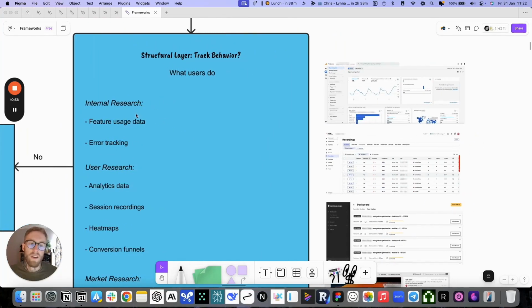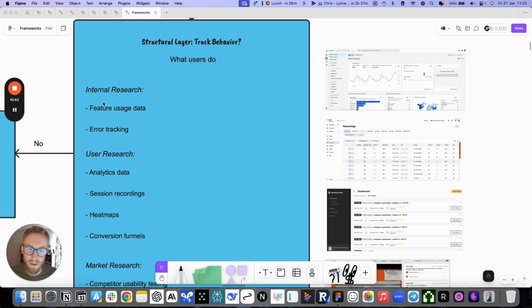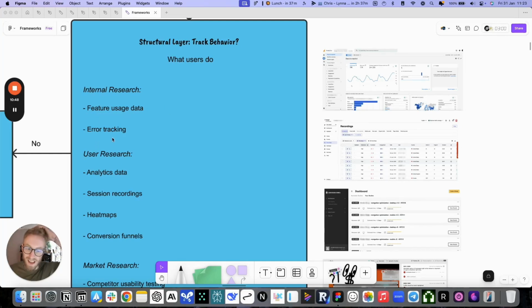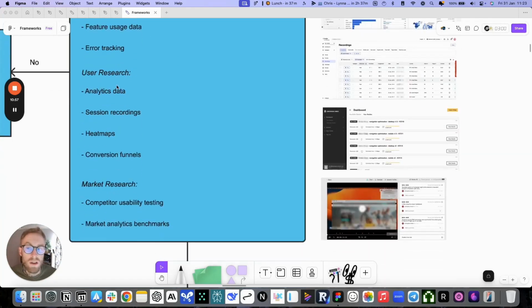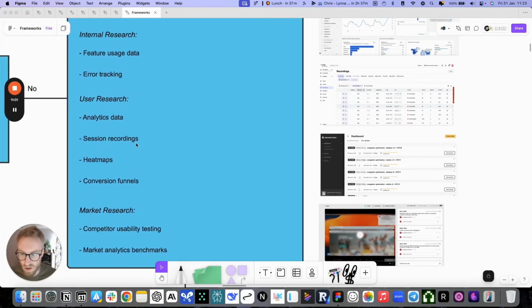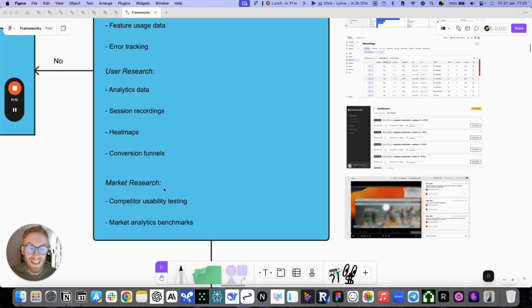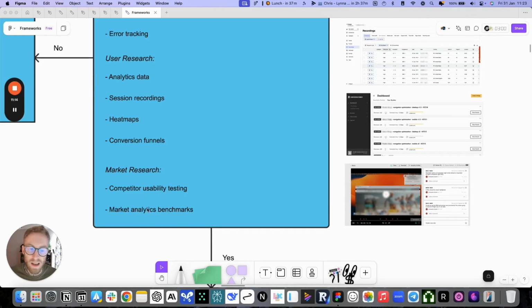If we divide it by internal research, user research, and market research, we have for internal, feature usage data or error tracking. This is done with product analytics platforms. Then we have user research, which typically includes analytics, session recordings, heat maps, conversion funnels. You could do a lot of this stuff with platforms like Hotjar, for example. And then market research, so competitor usability testing, market analytics benchmarks.